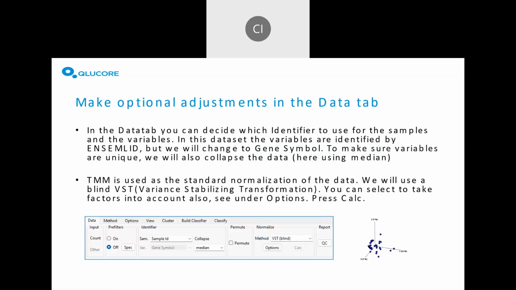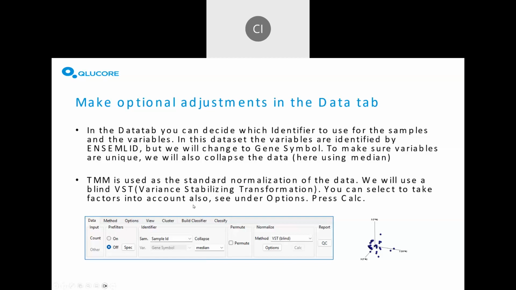In the data tab you can also select some other things here. As I said before, it's possible to select the normalization type, but you can also select if you would like to change identifiers, if you would like to add pre-filters. If you have noisy data, it could be an idea also to filter your data to remove certain variables that are perhaps not expressed in your data set, and that's something that you can do here using pre-filtering.